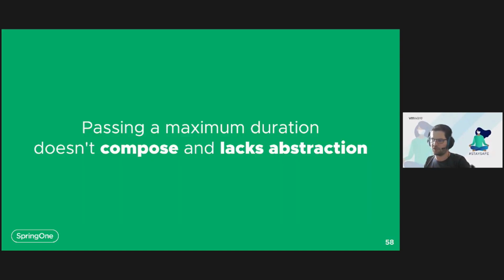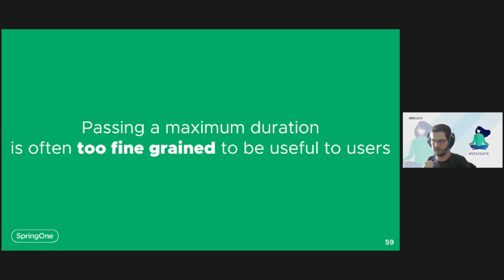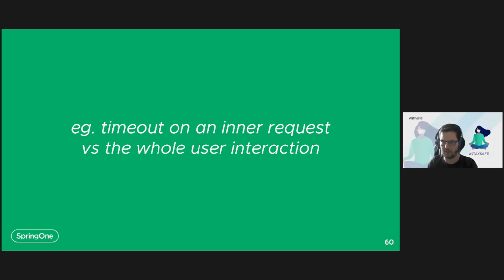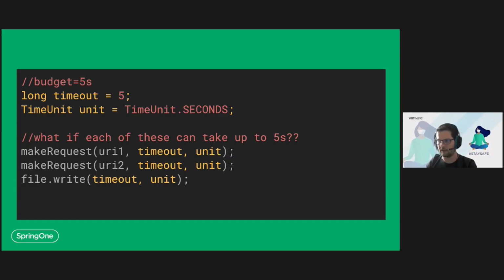But passing a maximum duration doesn't compose and lacks abstraction. Often it's too fine-grained to be useful to users. Think of the complex case. If you are coding from a higher level abstraction and you have multiple steps involved in your processing, and you want to put timeouts on the whole user interaction, but really the library that you use to make requests only lets you set timeouts for individual fine-grained operations. So you would have something like that. I have a budget of 5 seconds to do three operations.